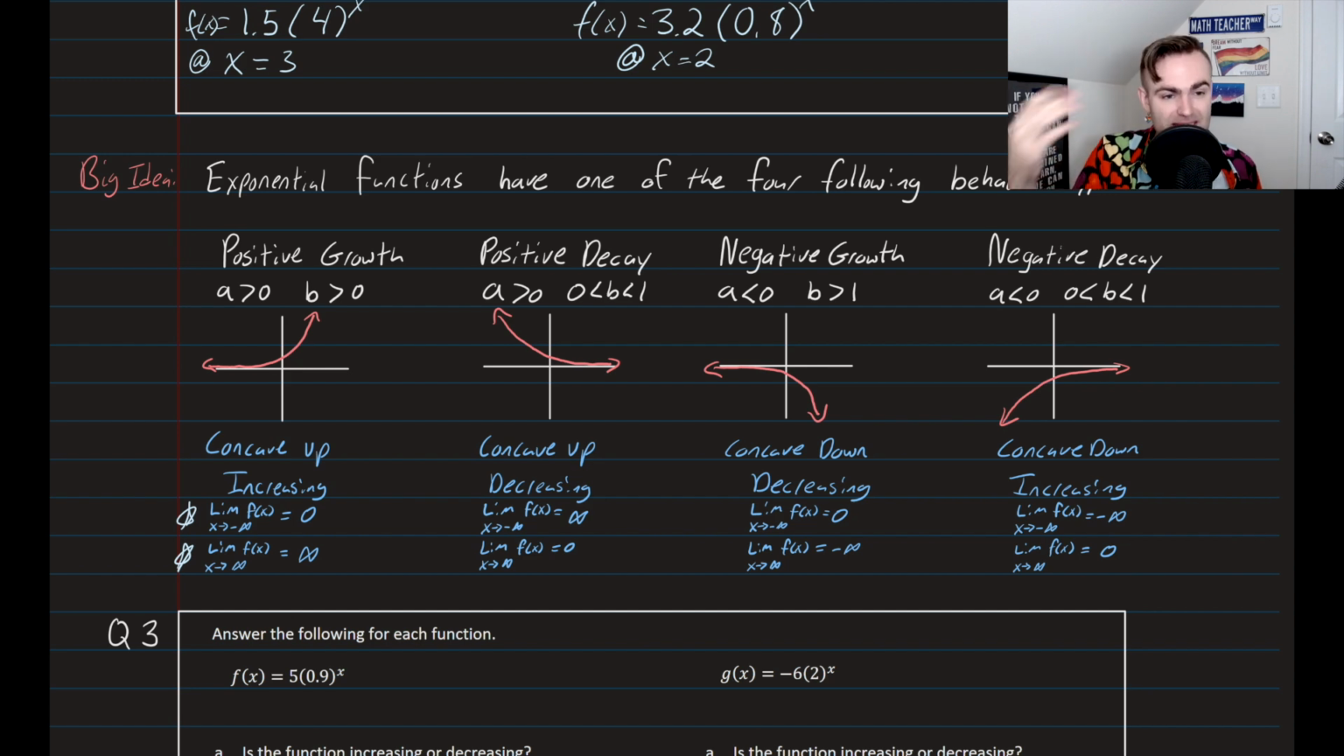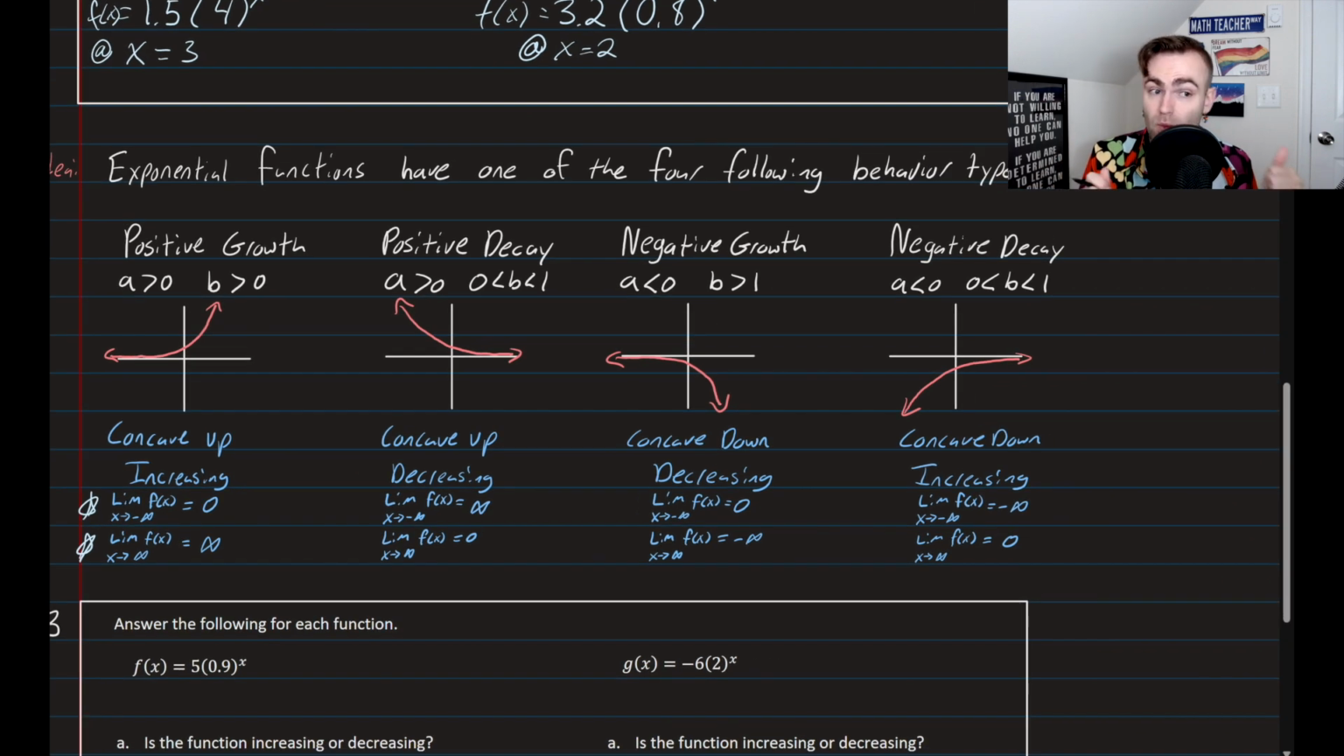Positive decay is the decay we talked about before. So a is greater than 0. Our b is in between 0 and 1, which means we're concave up and decreasing. As x approaches negative infinity, f of x is approaching infinity. As x is approaching infinity, f of x is approaching 0. So we can see what's happening there in that behavior. If you want to know why, those are great questions to ask yourself and then ask each other and then ask me in class.